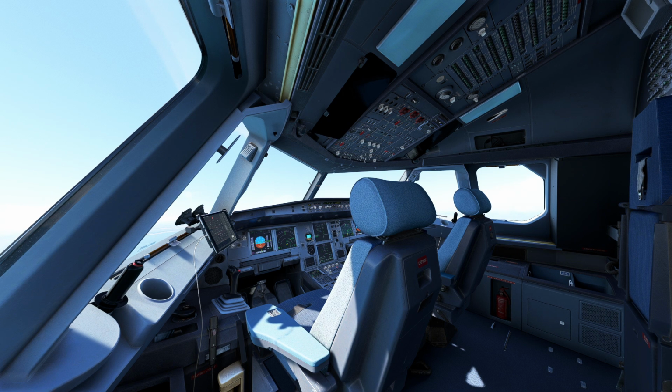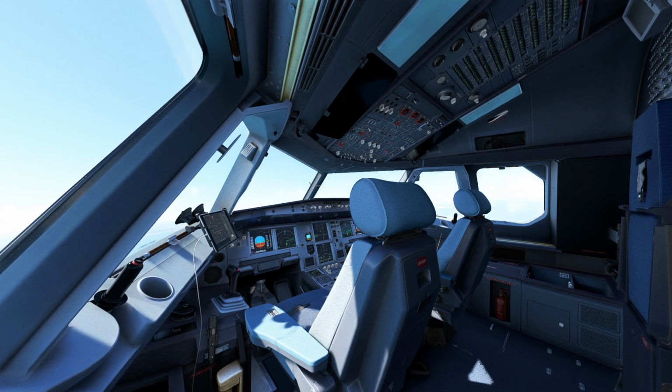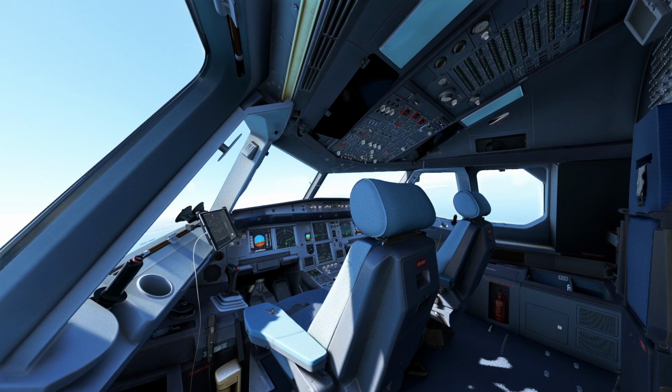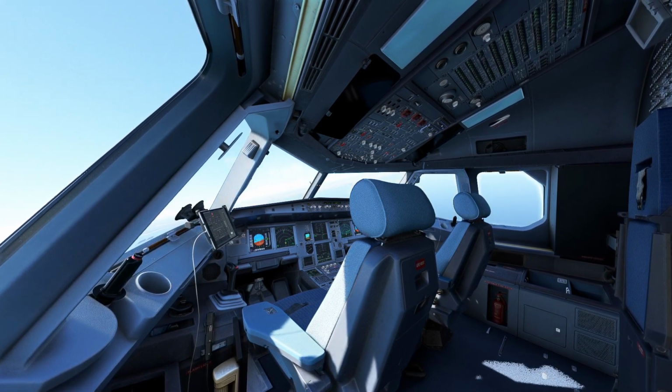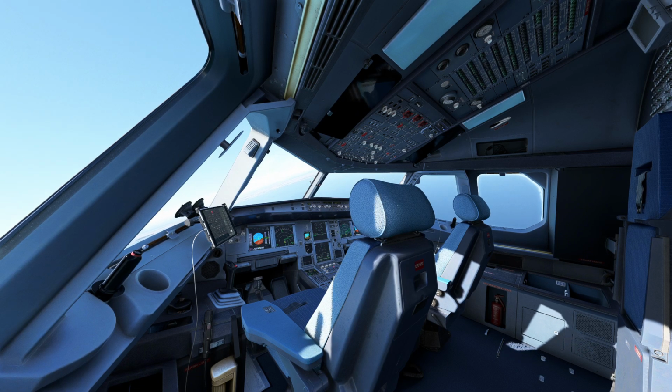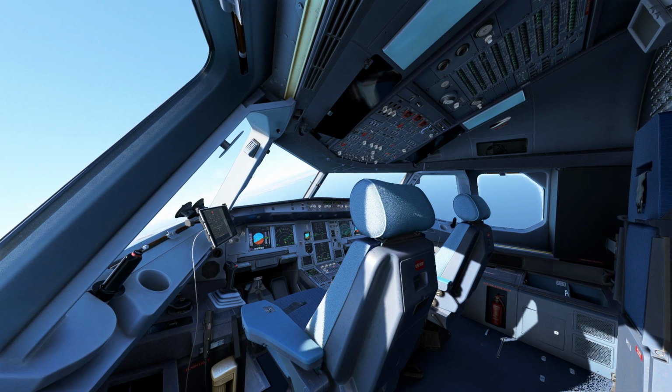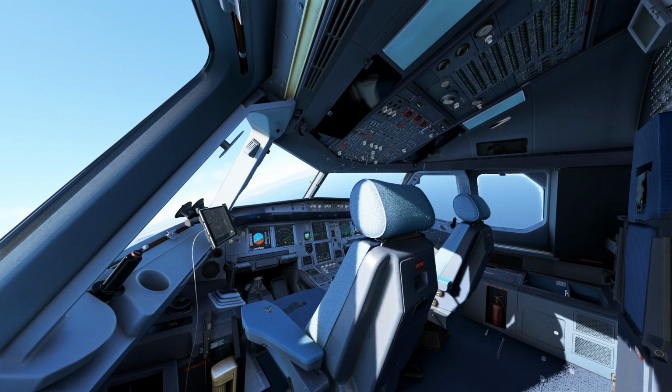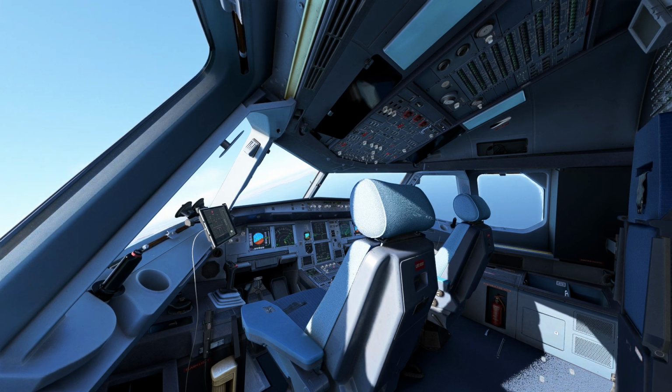And today we are diving into something a little different and a lot more challenging. I am bringing the Airbus A319 into one of the UK's smallest airports, Lydd Airport, EGMD, which features a short runway and an offset ILS.